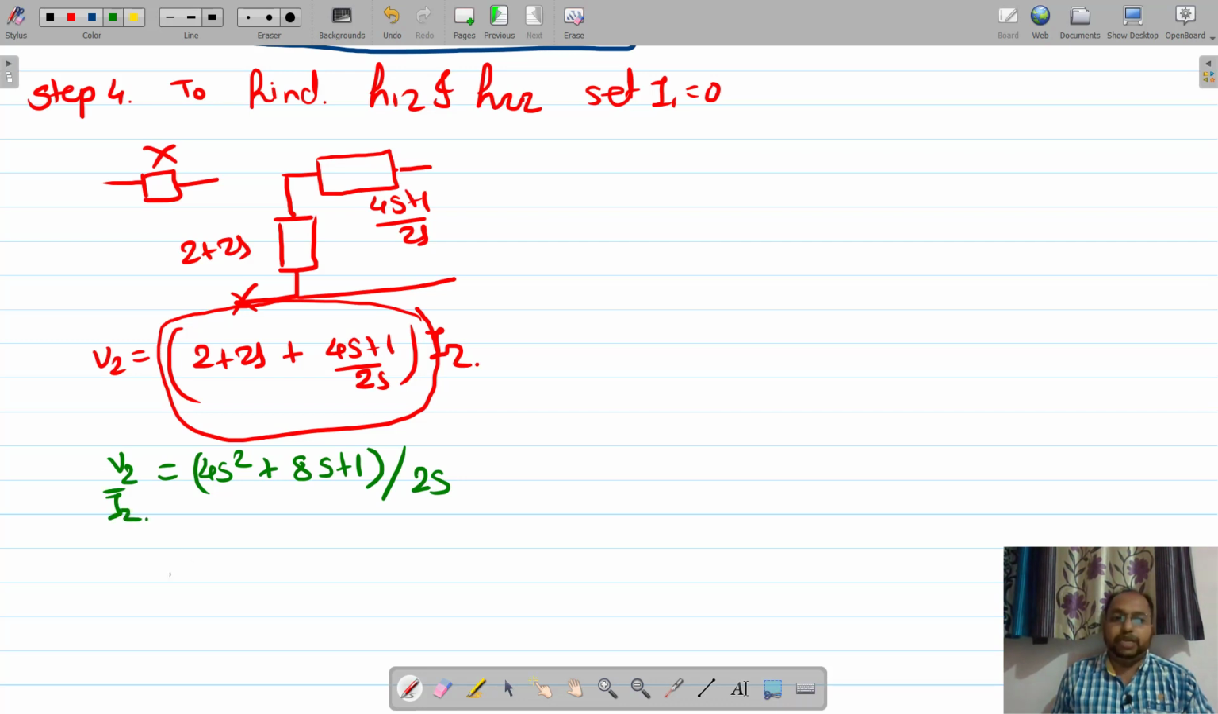But we need to take the inverse of this, because h22 is nothing but I2 divided by V2. Therefore, twice s divided by 4s square plus 8s plus 1. So this is my final h22.